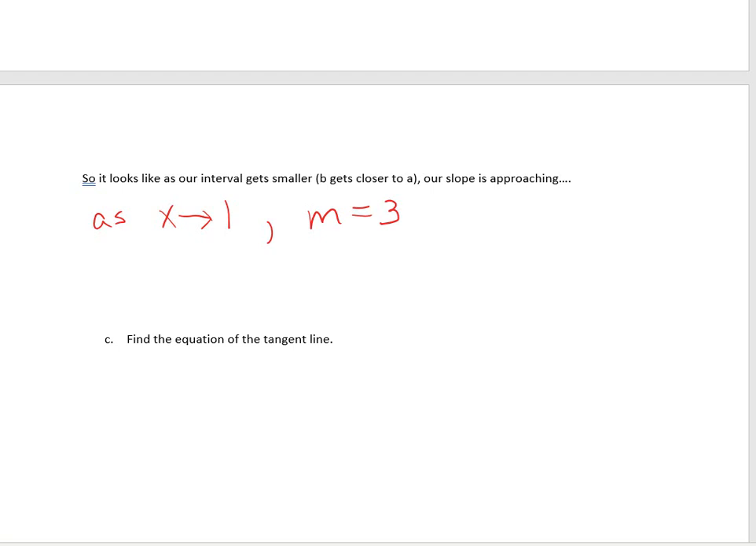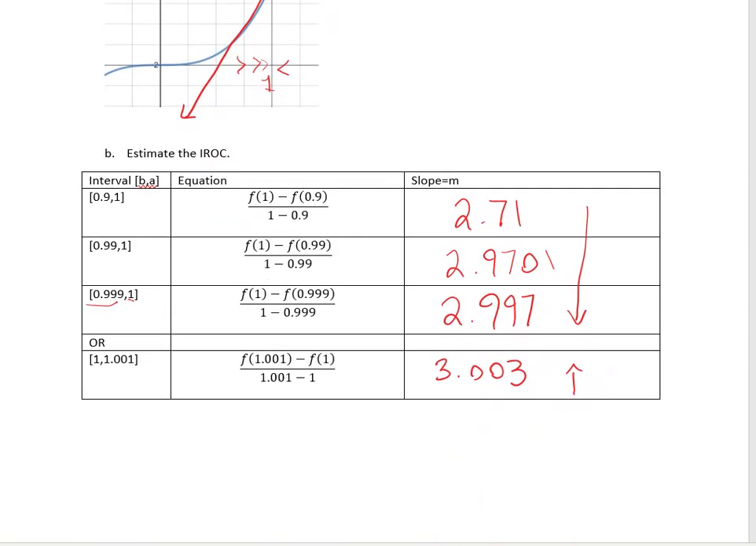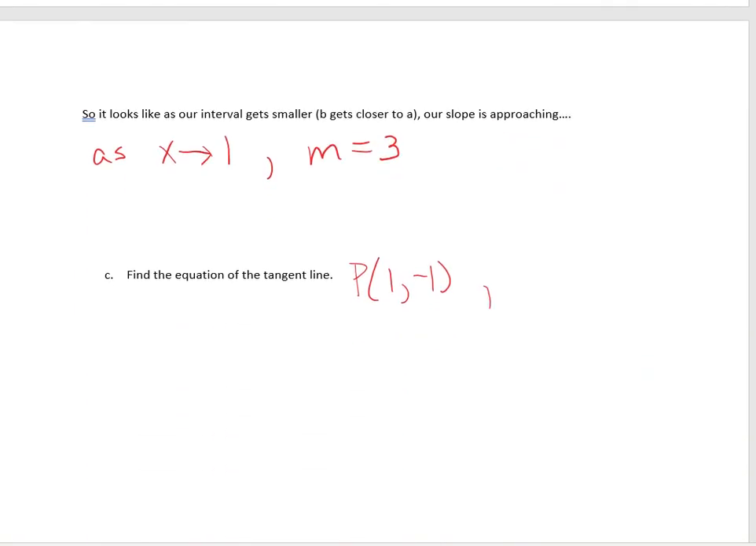So first off, our tangent line is going to go through the point (1, -1), and I know that from the picture. I also know a equals 1, that's my x value, and if I plug this in, I'm going to have 1 minus 2, which is going to give me negative 1. And I also have that my slope equals 3.